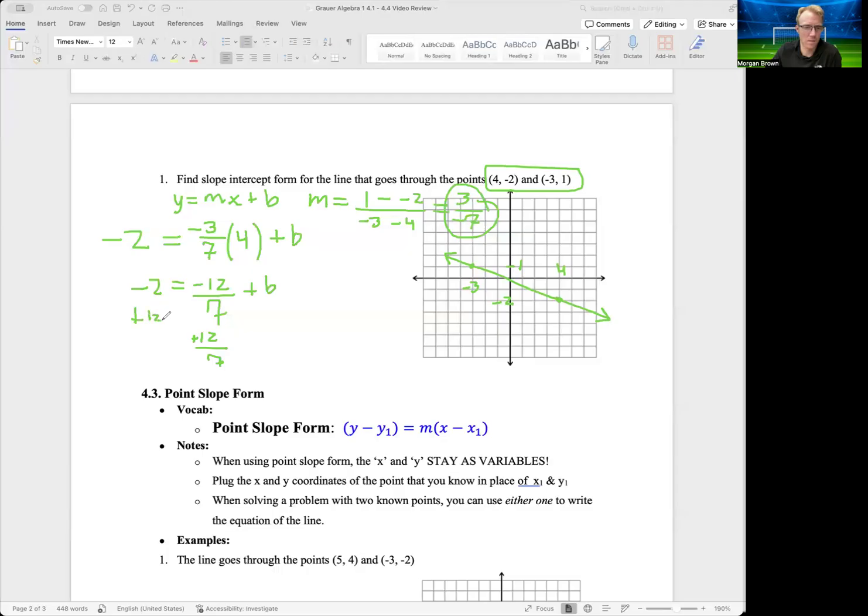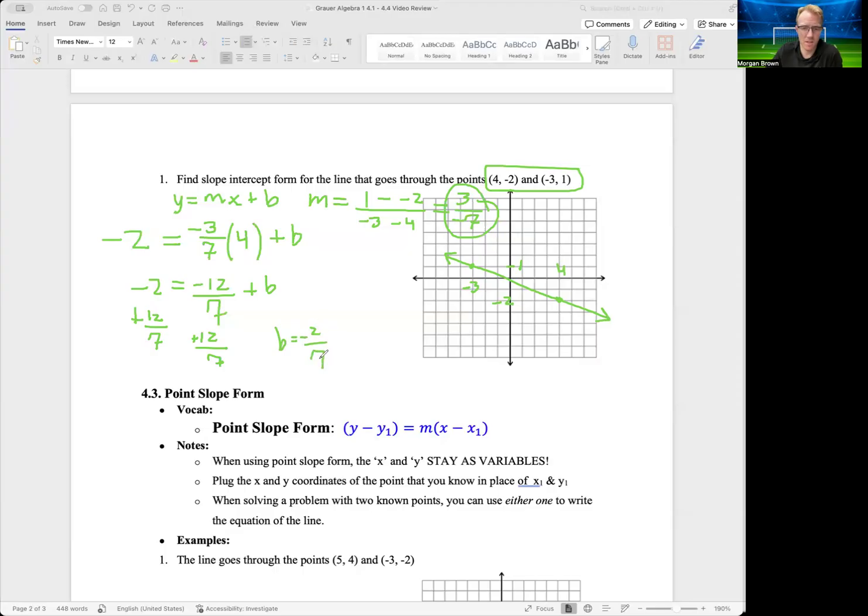Now to solve this, I'm going to have to add 12/7 to both sides. Add 12/7. And you can use a calculator, or you can just kind of think about -2 is like -14/7. So if I add -14/7 plus 12/7, I'm going to get -2/7. So I'm going to get b equals -2/7.